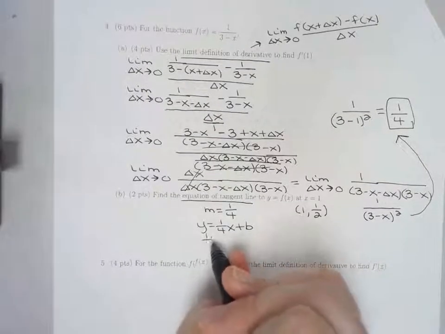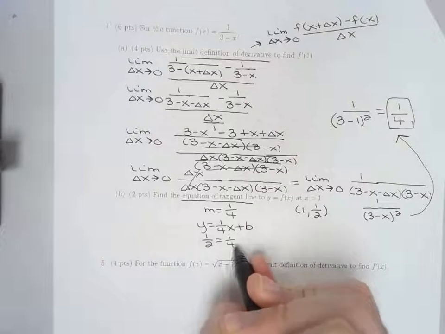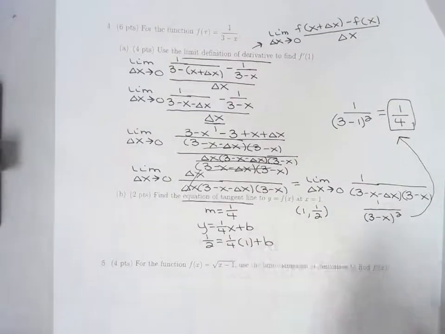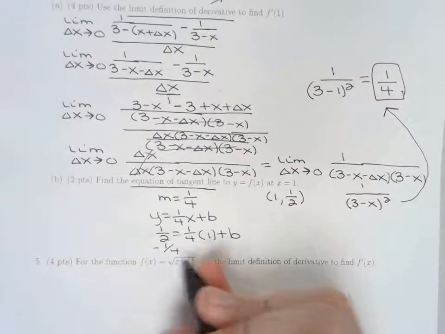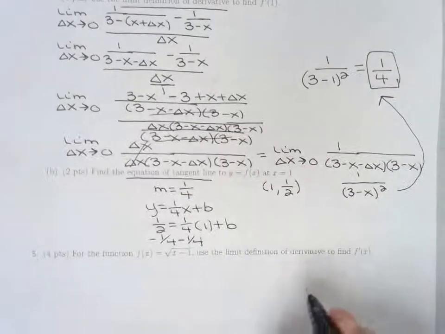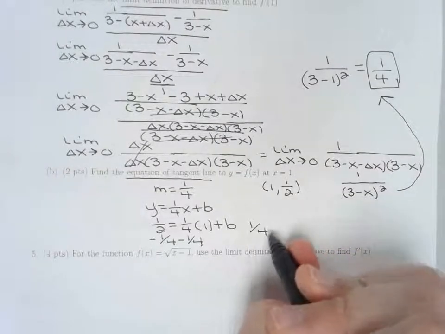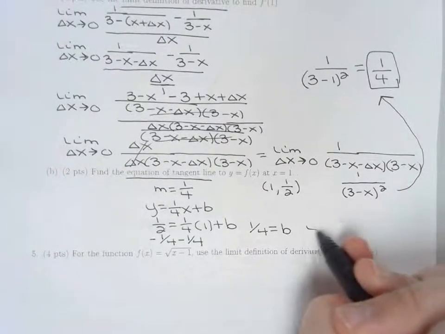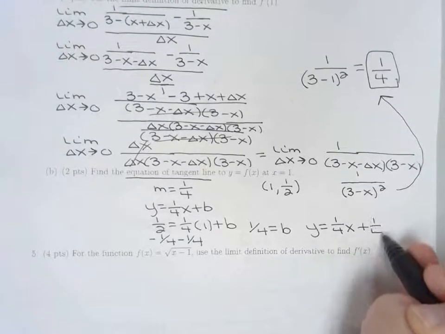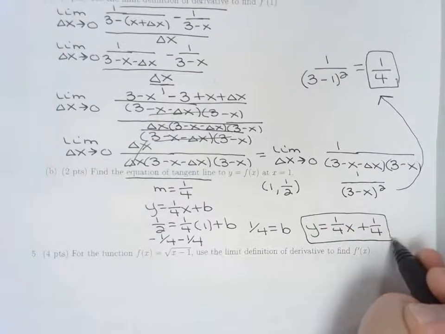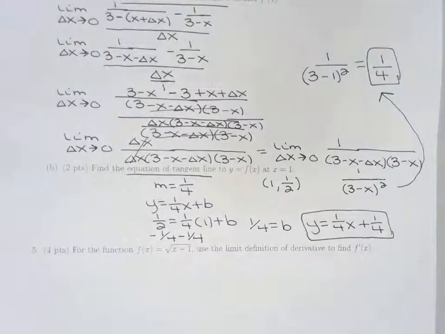So 1/2 equals 1/4 times 1 plus b. We've done this before. Subtract a 4th. 1/2 minus a 4th, 1/4, is equal to b. So y equals 1/4 x plus a 4th. Questions?